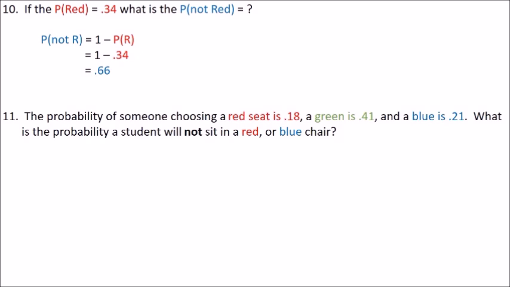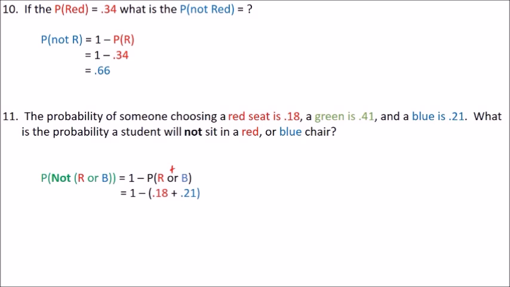Number 11, the probability of someone choosing a red seat is 0.18. The probability of choosing a green seat is 0.14. And a blue is 0.21. What is the probability a student will not sit in a red or blue chair? Okay. So the probability they are not sitting in a red or blue should be 1 minus the probability that they are sitting in a red or blue chair. So I can figure out the probability they are sitting in a red or blue. Since it's an OR, we're going to be adding those two probabilities together.